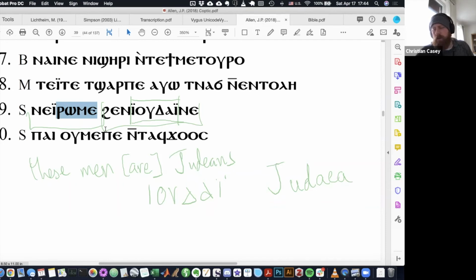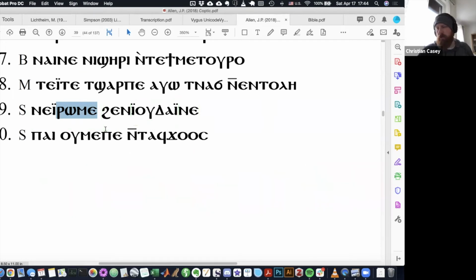And this is in Saitic dialect, so there's not that much to talk about in terms of what's going on here phonetically. But it is nice to have. Actually, there is an S. Yeah, there's an S. That means Saitic dialect.